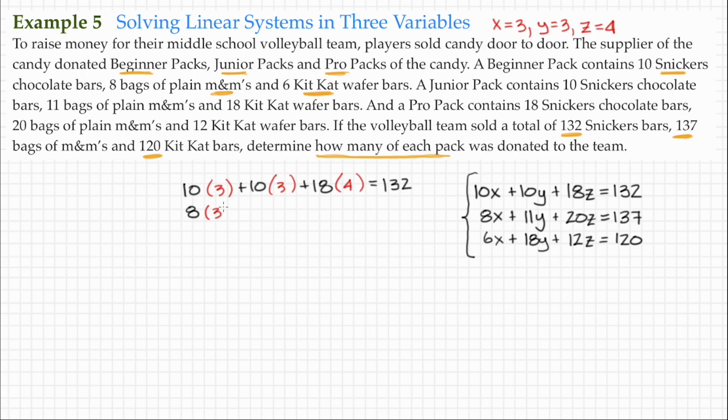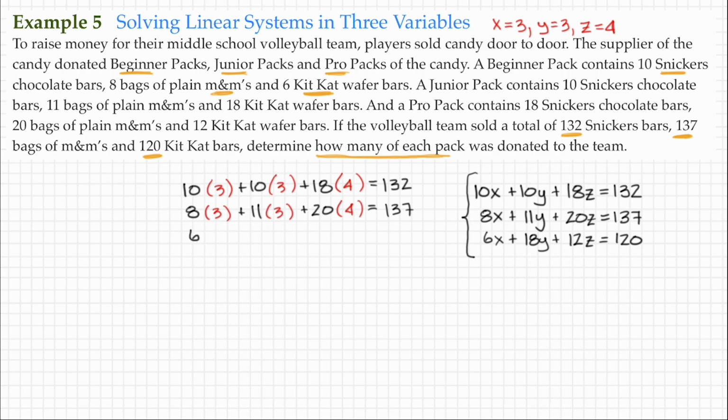8x, which is 3, plus 11y, which is 3, plus 20z, which is 4. And that whole thing should equal 137. 8 times 3 is 24. 11 times 3 is 33. And 20 times 4 is 80. Add it all up, and it does come out to be 137. So let's try our final equation there.